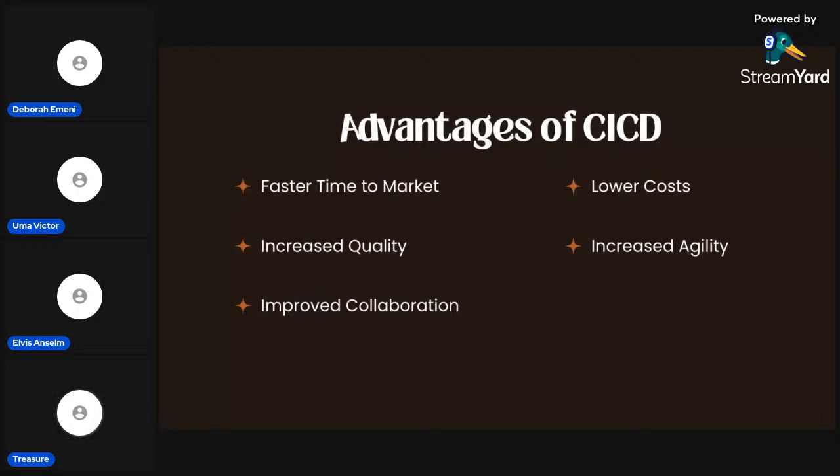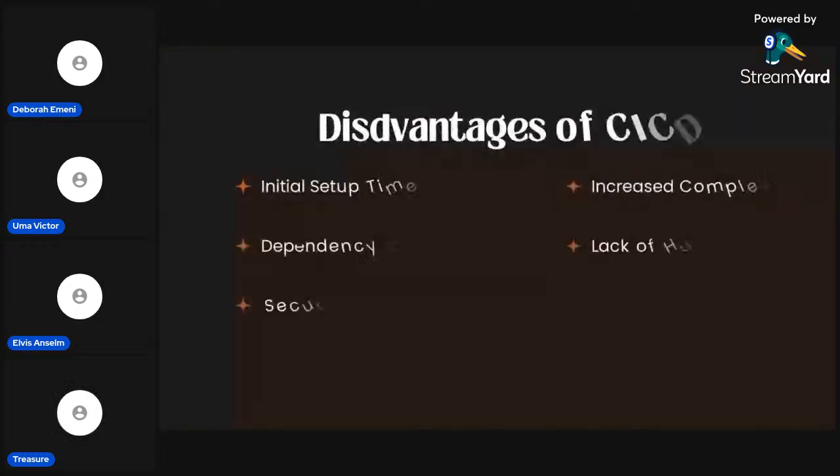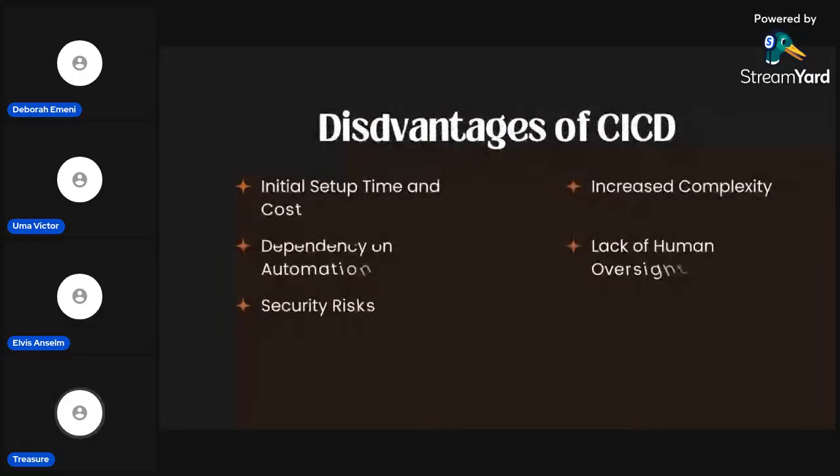Then we move on to the disadvantages. Obviously, if something has an advantage, it should have a disadvantage. The disadvantages of CI/CD include, yes, that it's very costly to set up. When you want to automate something, it will take you a very long time to actually create the flow that will automate it perfectly without error. It usually takes a long time.